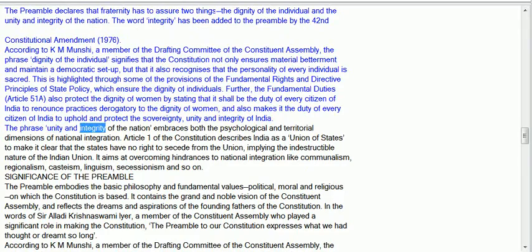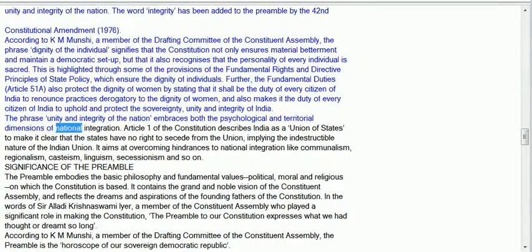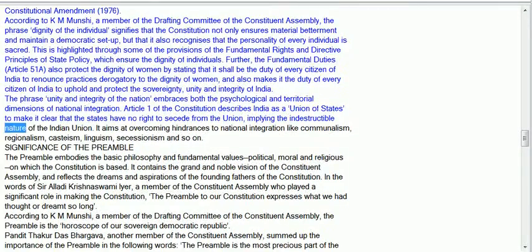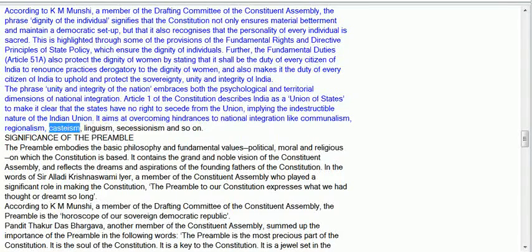The phrase unity and integrity of the nation embraces both the psychological and territorial dimensions of national integration. Article 1 of the Constitution describes India as a union of states, to make it clear that the states have no right to secede from the union, implying the indestructible nature of the Indian Union. It aims at overcoming hindrances to national integration like communalism, regionalism, casteism, linguism, secessionism, and so on.